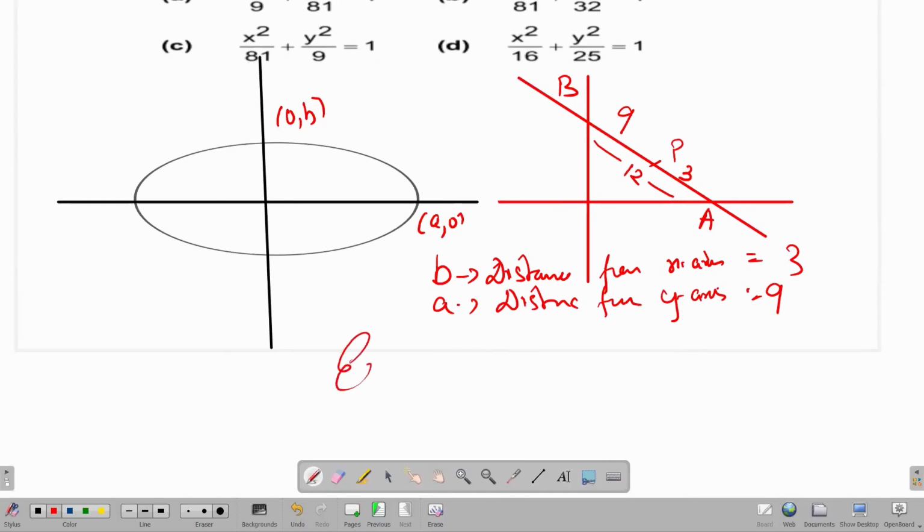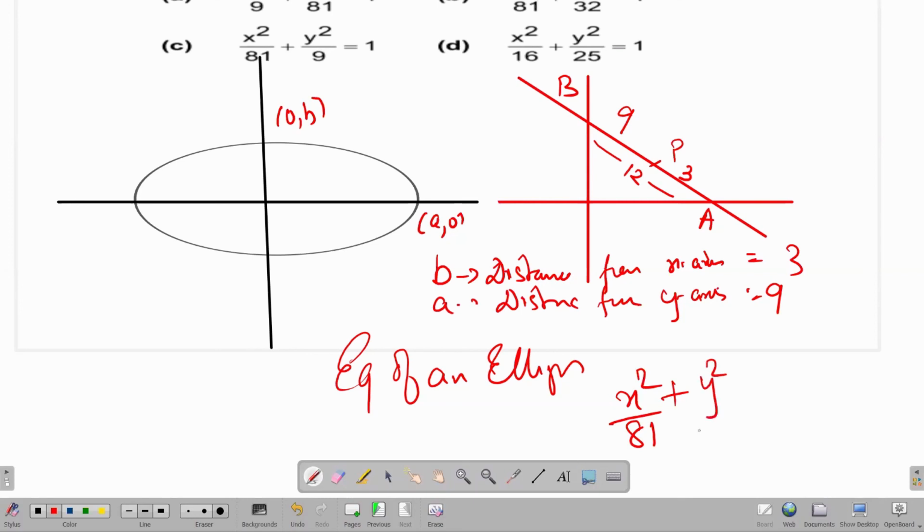So the locus, as I know, is an ellipse. So the equation of the ellipse is here: x²/a², since a² is 81, so x²/81, plus y²/b², since b is 3, so b² comes out to be 9, y²/9 = 1.